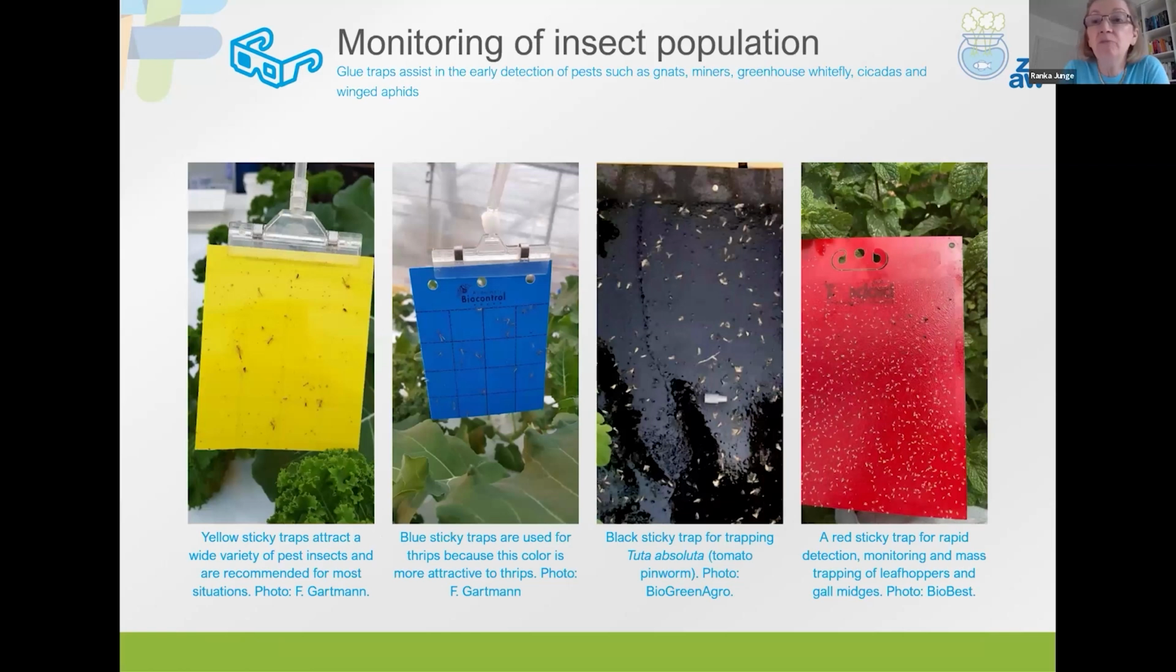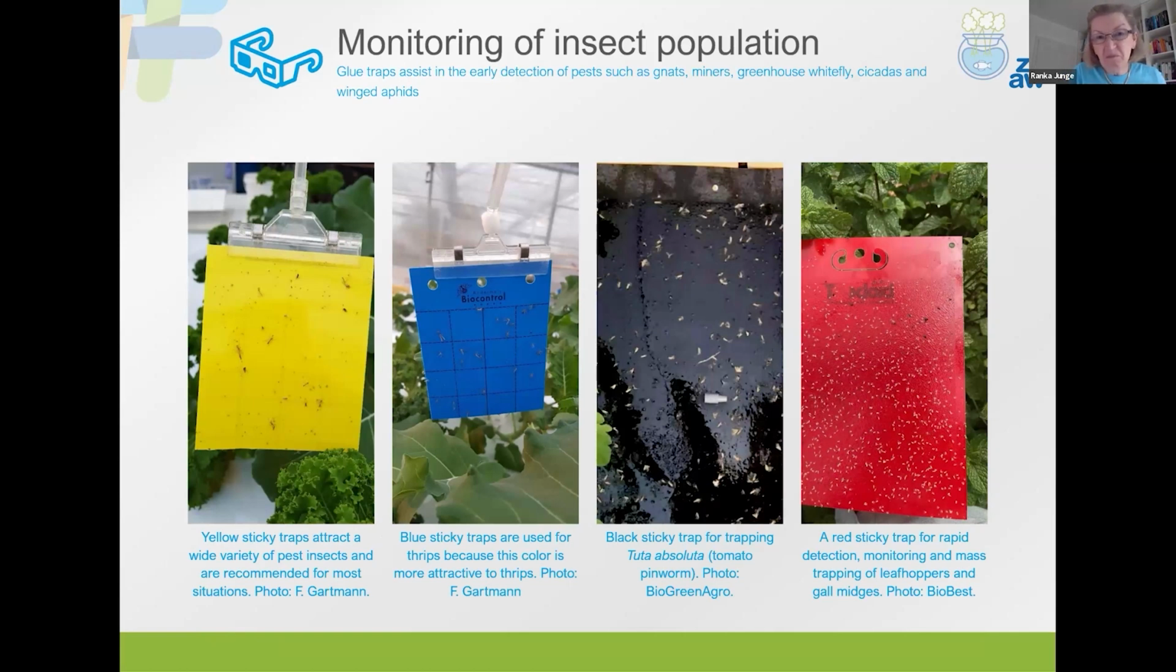And then you have to monitor the insect population. Usually we use glue traps for early detection. You place the glue traps throughout your field or your greenhouse in the vicinity of your crop, and then you monitor what kind of insects are gluing on it.